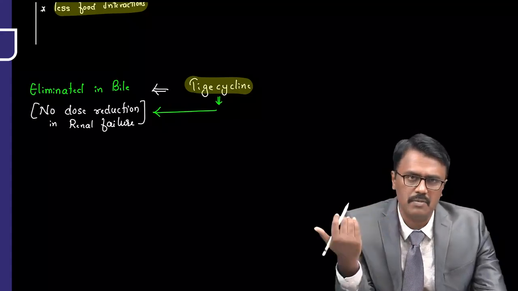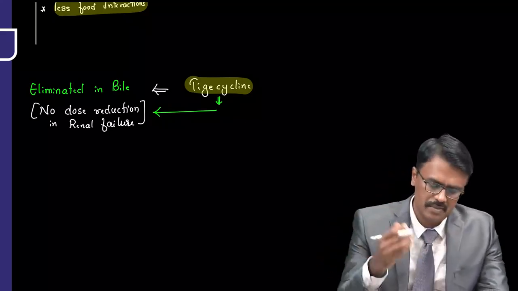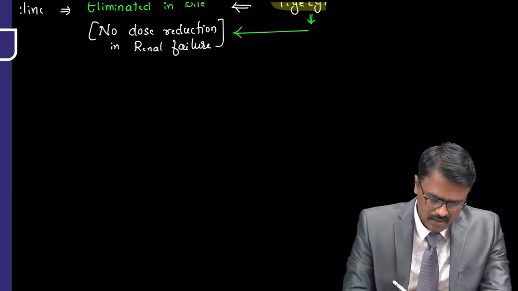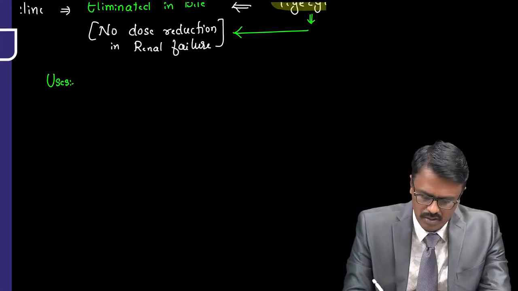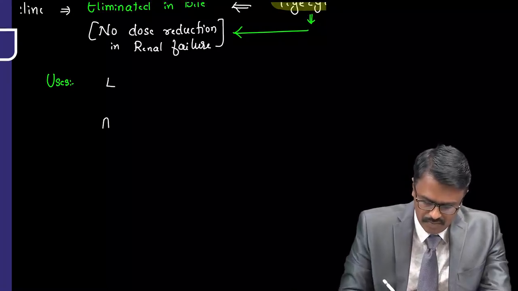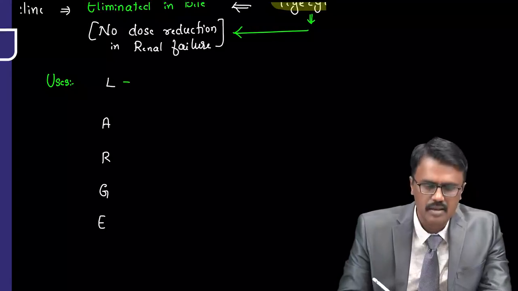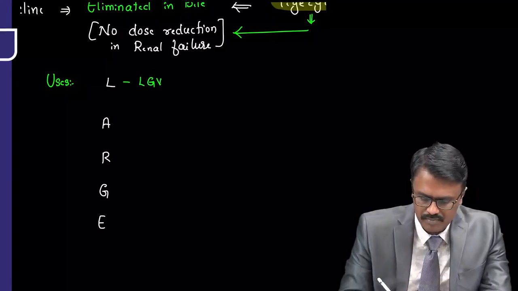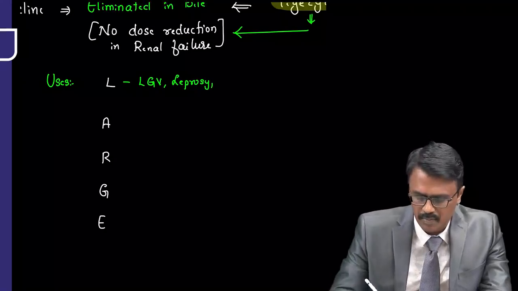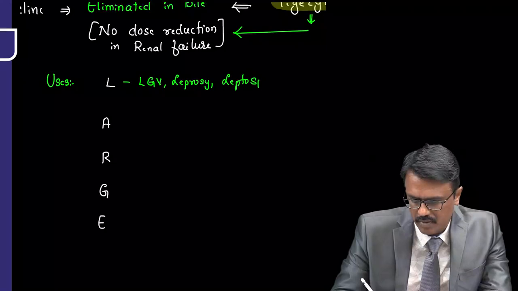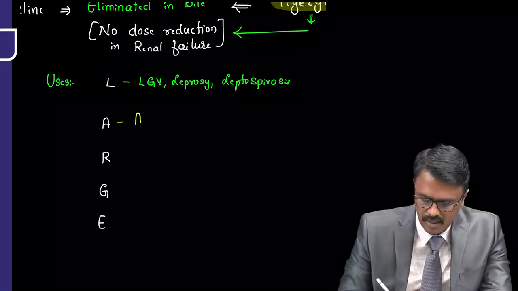Sir, we understood the mechanism of action. We understood the difference between older ones and newer ones. We understood the specialty of doxycycline, bile elimination. Then what should we know? Now, since these are broader acting drugs, the uses are also broad. So the uses can be remembered by the mnemonic LARGE. So let me tell you. L: the drugs are used in lymphogranuloma venereum, then leprosy, and one more L for leptospirosis.